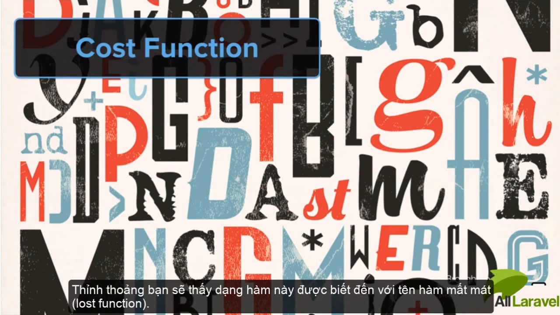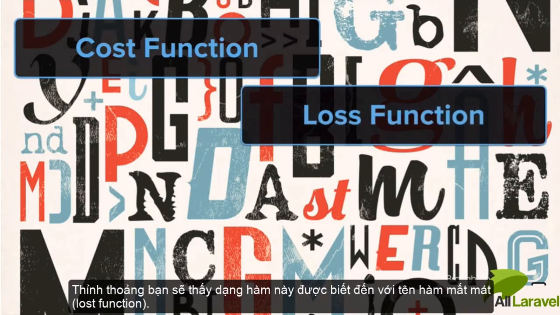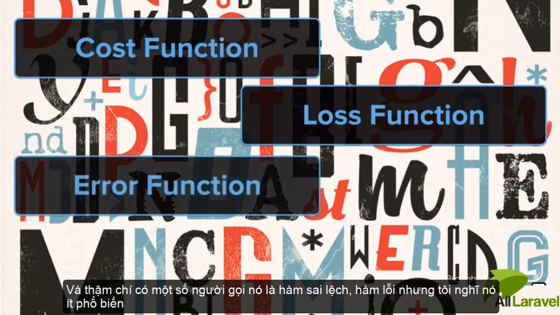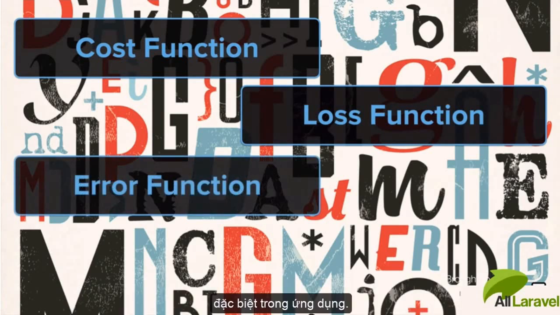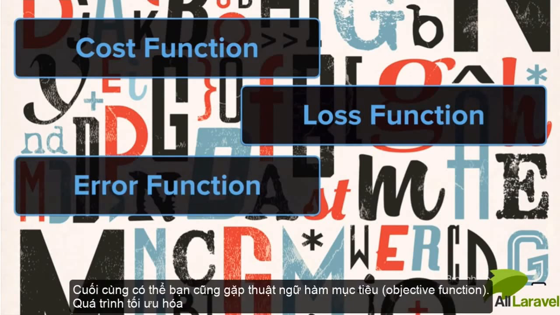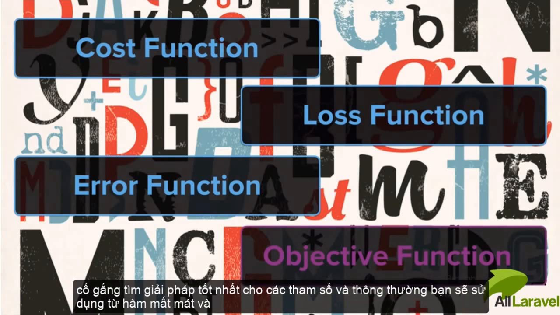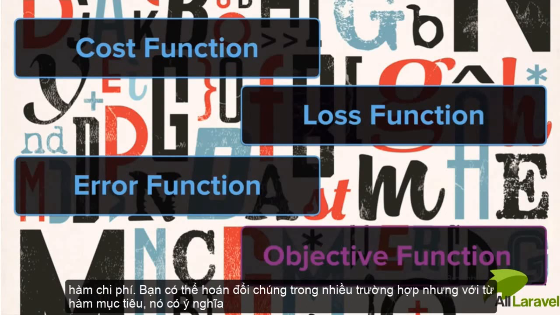Sometimes you'll see these kind of functions being referred to as loss functions. And I've even come across people calling them error functions, but I think this is a bit less common, especially for this sort of application. And finally, you might even come across the term objective function. So in the process of optimization and trying to find the best solution for something, you'll often find the words loss function and cost function used interchangeably in many, many cases.